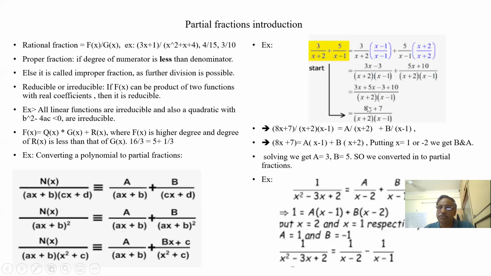The reverse of this is partial fractions. This will be given and we have to convert it. You see here, a linear function by a quadratic is equal to a by a linear function plus b by a linear function. Suppose a linear function over (ax plus b)(cx plus d) is equal to A by ax plus b plus B by cx plus d. We have to separate them like this. Here ax plus b is x plus 2 and cx plus d is x minus 1, and the numerator is 8x plus 7. So A by ax plus b is A by x plus 2, and B by cx plus d is B by x minus 1.